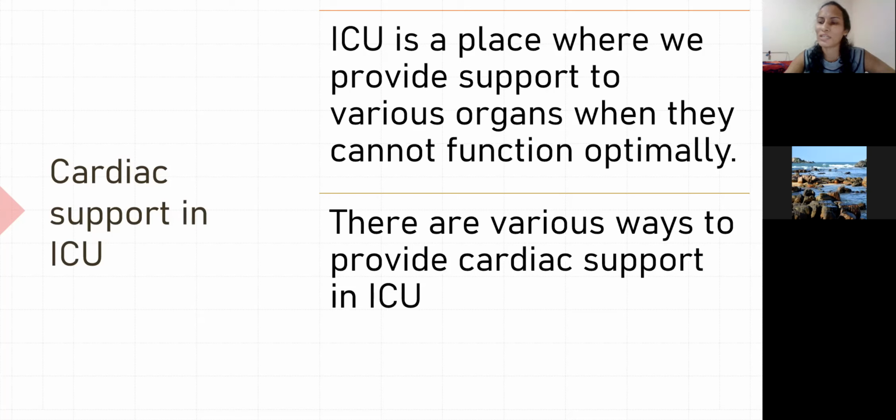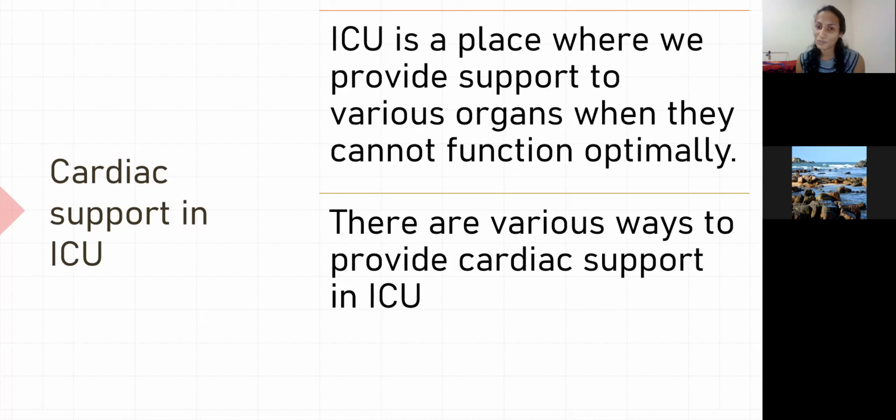For example, a patient with mild pneumonia, who doesn't have respiratory failure, who doesn't have a problem in the lung, can easily be managed in the ward. But when they go into respiratory failure, so your lung is not working really well, you have to transfer this patient to ICU. And in ICU, we can provide ventilation for this patient. Therefore, the respiratory system is supported. So ICU is a place where we support organs.